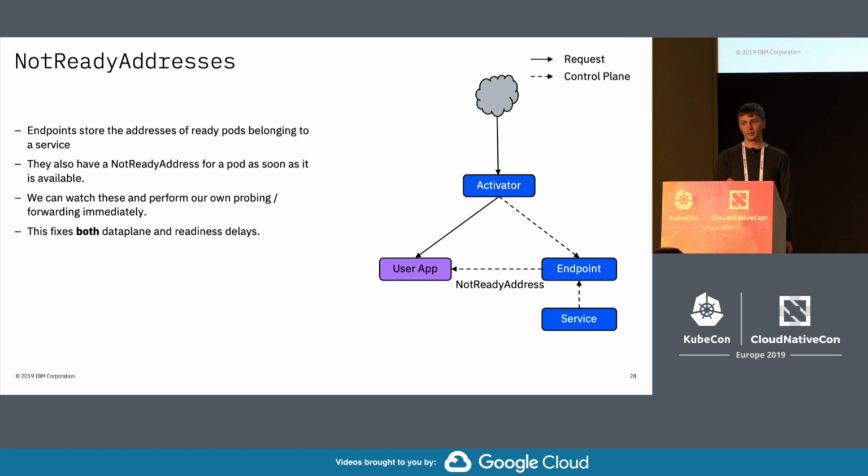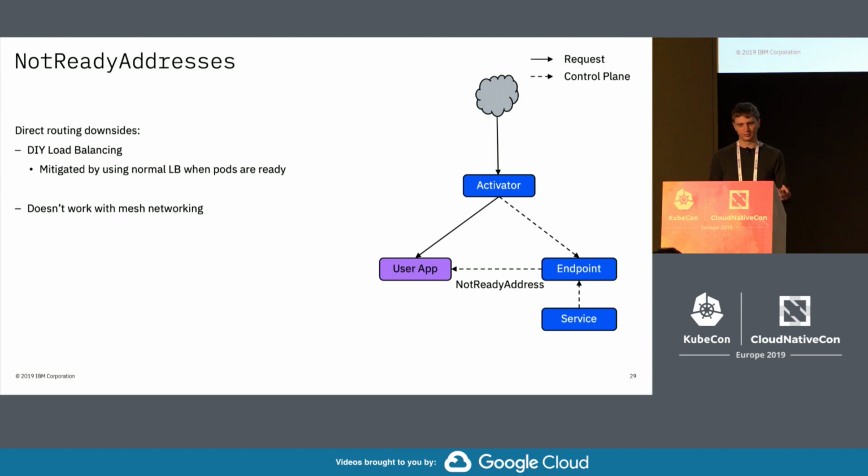So we can watch that and say, oh, if there's a not ready address and there's no ready addresses for this endpoint, go ahead and send traffic directly to those not ready addresses, or at least attempt to. Perform our own probing, essentially, for when that pod becomes ready and just bypass readiness altogether from a Kubernetes standpoint. So it has the nice perk of it fixes this minor data plane delay that we were seeing before. It also completely bypasses readiness in Kubernetes.